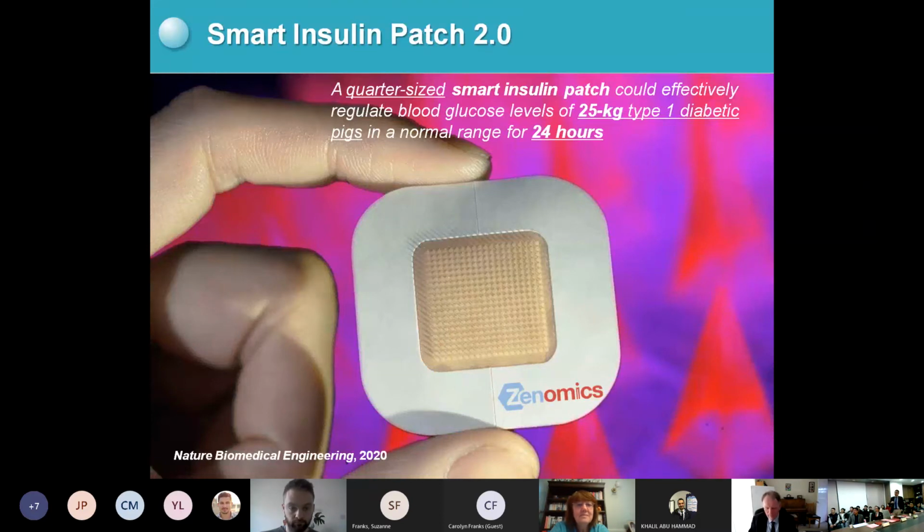So we also get the opportunity to further optimize our materials and formulations to enhance the performance of our patch. Now, a quarter-sized smart insulin patch can effectively regulate the blood glucose levels of 25 kilogram type 1 diabetic pigs in a normal range for up to 24 hours.